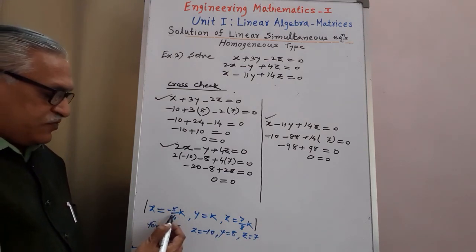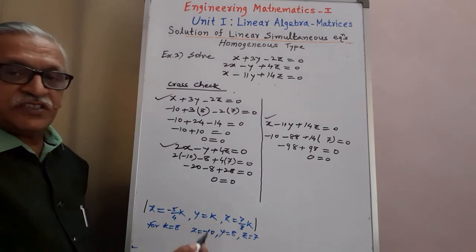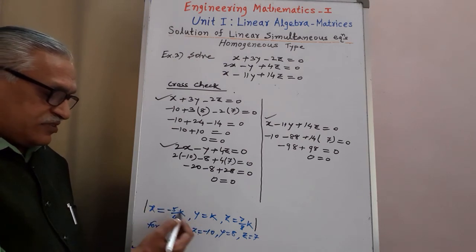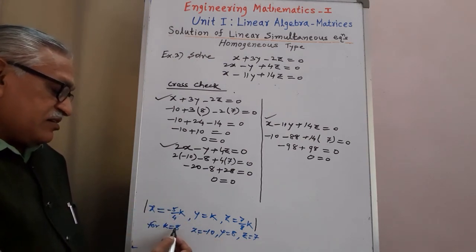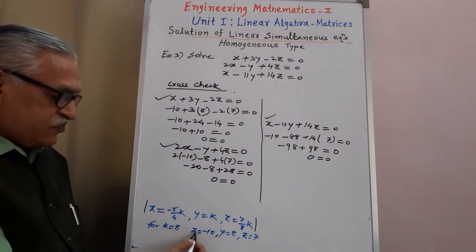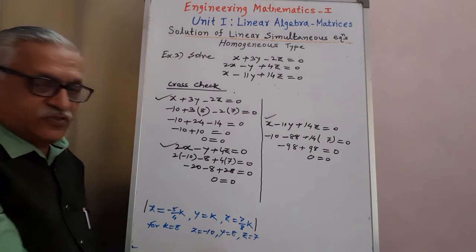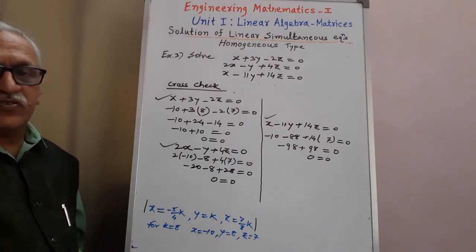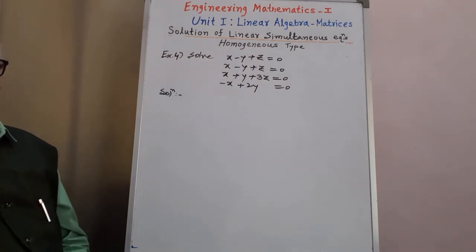X is equals to minus 5 by 4 times k, y is equals to k, and z is equals to 7 by 8 times k. And by substituting a particular value for k, for k is equals to 8, we have x is equals to minus 10, y is equals to 8, and z equals to 7 as one of the solutions out of that infinite. Let us see one more.